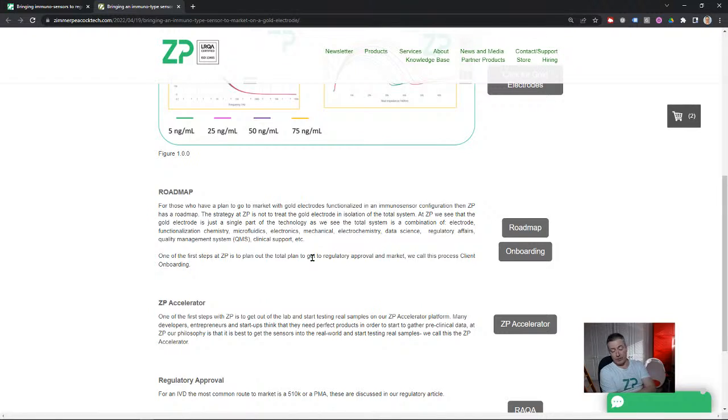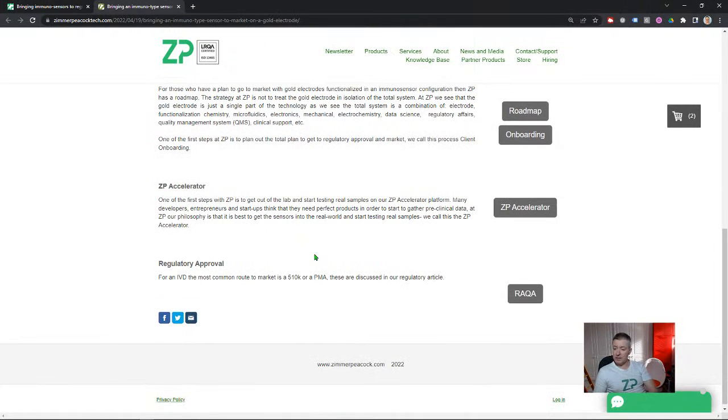So the journey with Zimmer and Peacock would be: we have the gold electrodes, and we've done it in the past in terms of immunosensors and EIS. We have a roadmap for taking people through proof of principle, something we call ZP Accelerator, then on to small scale manufacturing, going to clinical, and doing larger scale manufacturing. And we also talk about the regulatory approval journey.